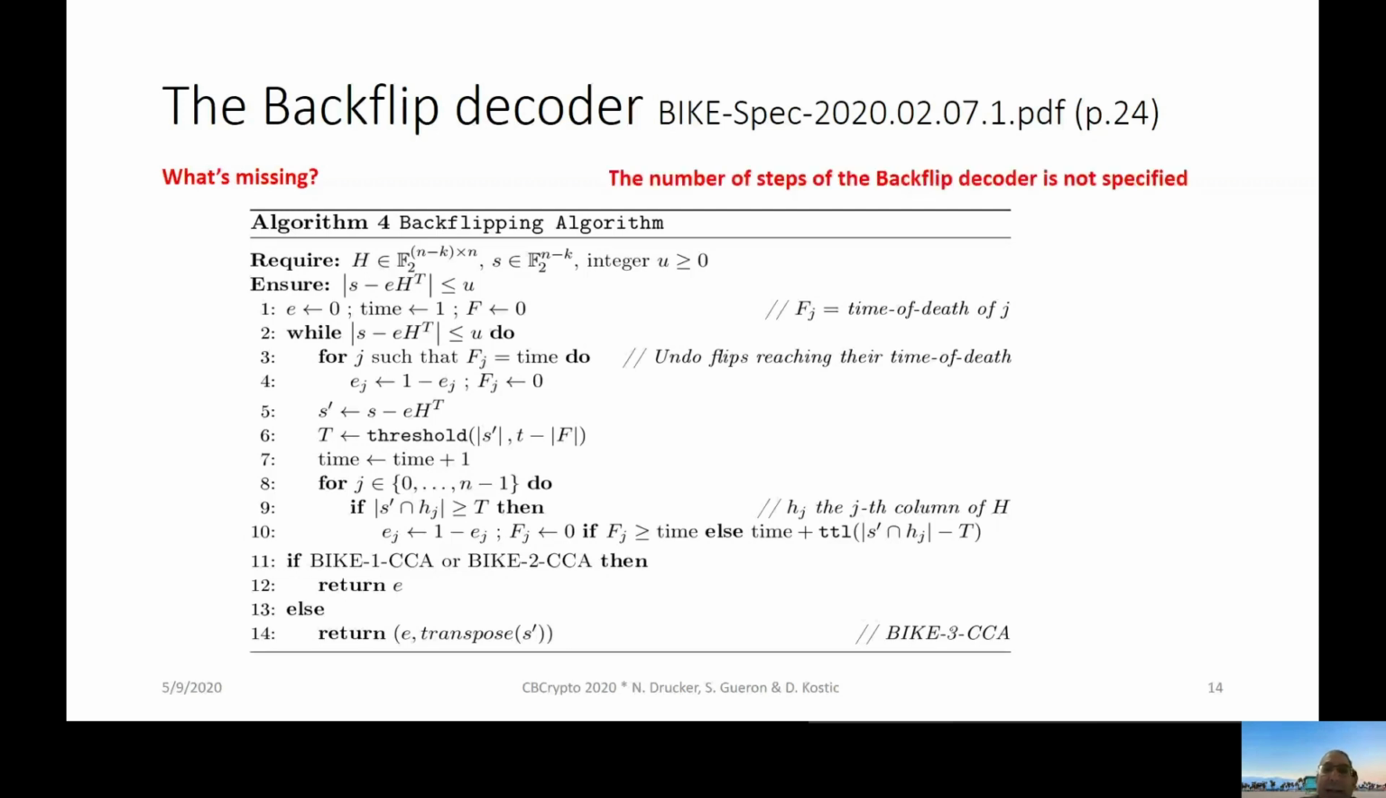What's missing here is that the number of steps in this decoder is not specified. And here it is, there is a while. You don't know a priori, this is not defined. How many steps are there? Independently, there is a typo here, but this is immaterial, but this needs to be flipped. So here is the problem. You have a decoder, and the number of steps is not specified. How many steps? We don't know.